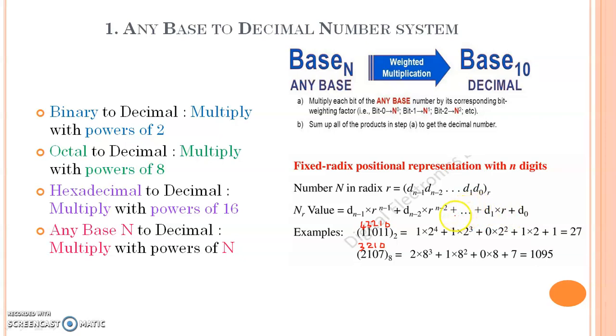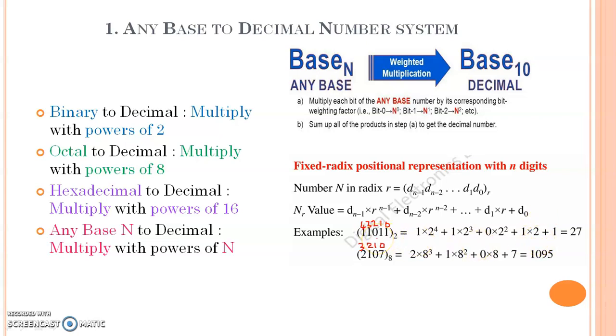Next, the digit at position 3. So it is D3 into R raised to 3, and so on, up to the digit at position n minus 2 multiplied with R raised to n minus 2, plus the digit at n minus 1 multiplied with R raised to n minus 1. Hence here, as per the formula, you can represent it as D0 itself, so 1, plus the next one, 1 into 2, because R is 2 here. So 1 into 2, because 2 raised to 1 is 2 itself.